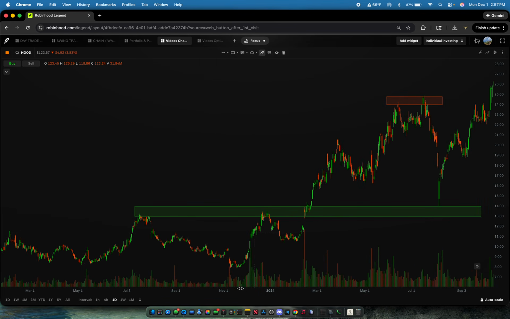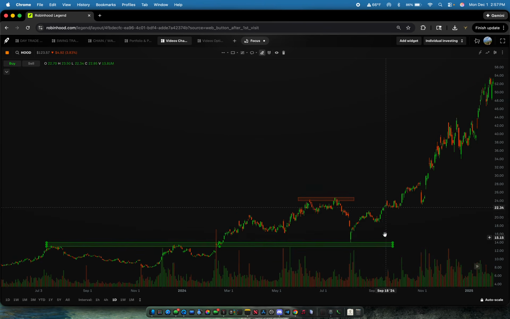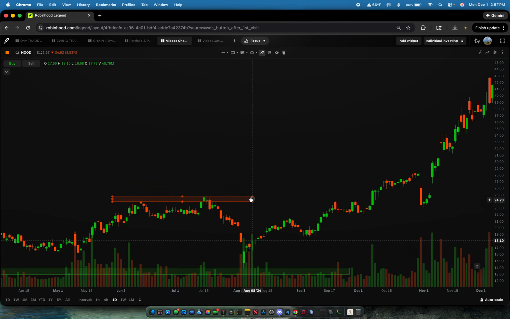So based off of this bounce on Robinhood, we bounced off a previous high, and we bounced off of the same previous high that we had, and that is going to be our demand zone. After that, guess what happens? This Robinhood chart bounced off it. It went from 13 all the way to 23.